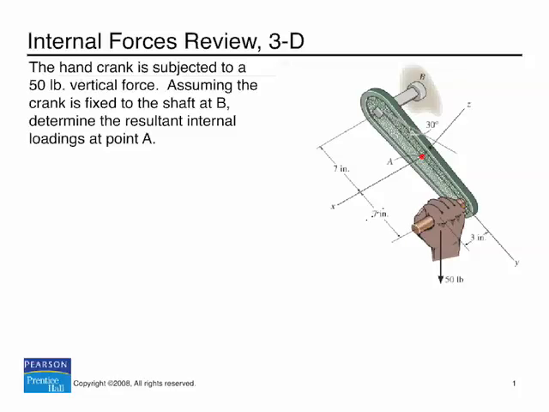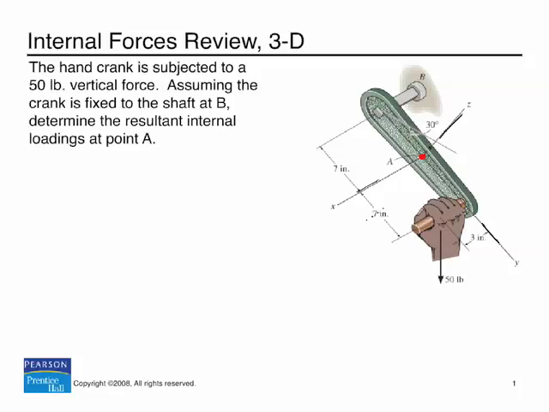Now point A is this point right here, which we're going to assume is on the centroid of the cross section at that point. And you can see that we've been given a coordinate system x, y, z to start with. There's x, there's y, and there is z.